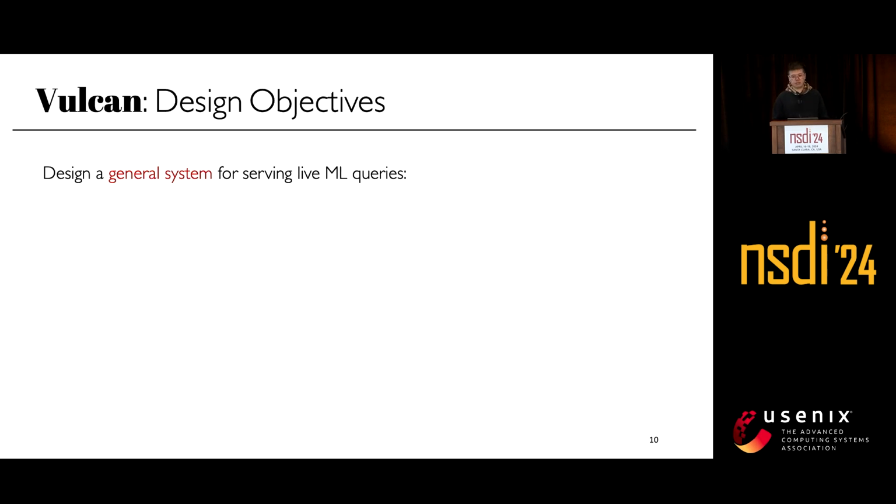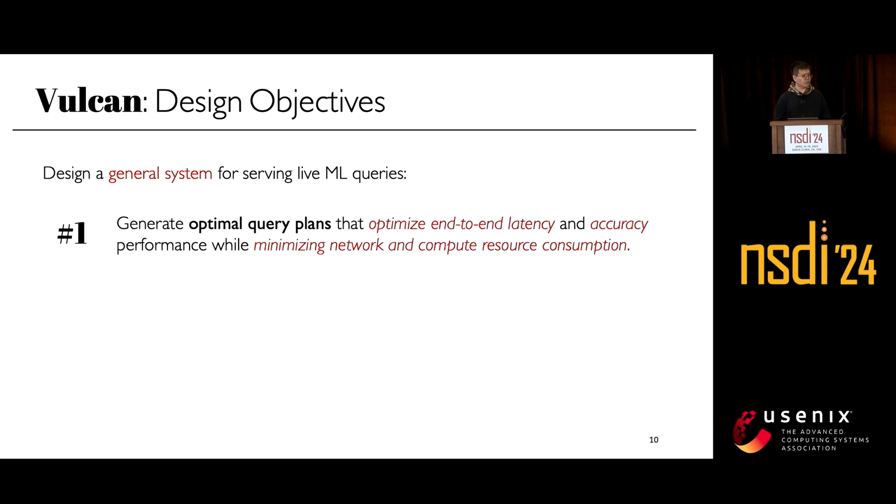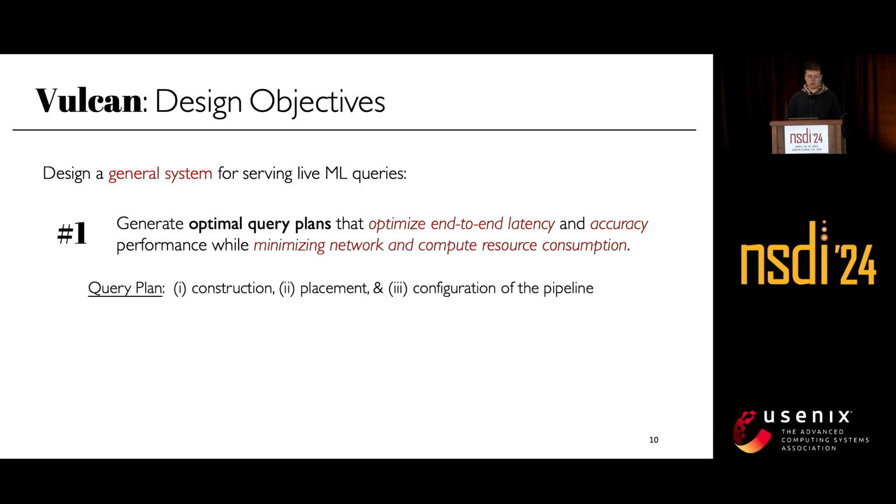As we can see, serving live ML queries is a complicated task that involves many steps with room for optimization. The goal of this work is to design a general system for serving live ML queries. More specifically, we have two major design objectives. The first objective is to generate optimal query plans that can optimize end-to-end latency and accuracy based on users' performance requirements while minimizing network and compute resource consumption. Here, the query plan refers to the construction, placement, and configuration in the pipeline, as we mentioned in our workflow.